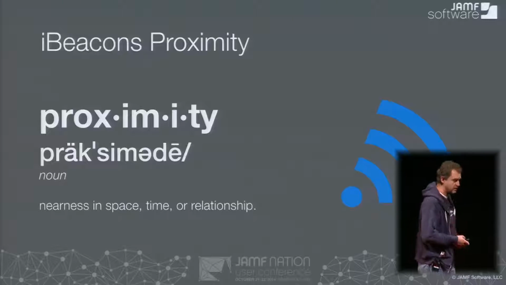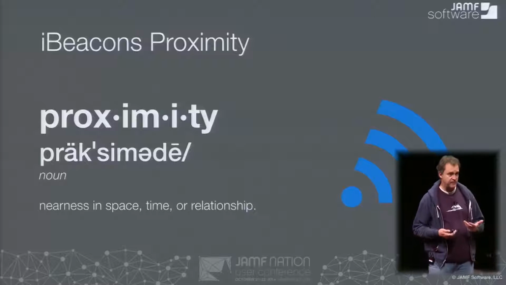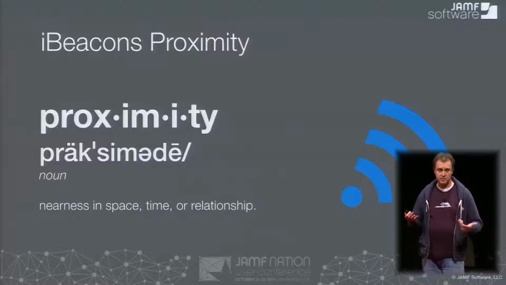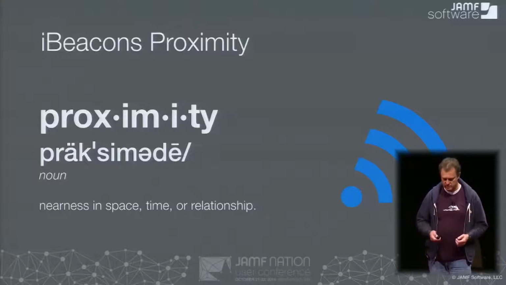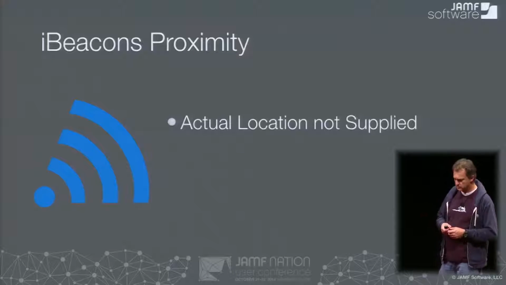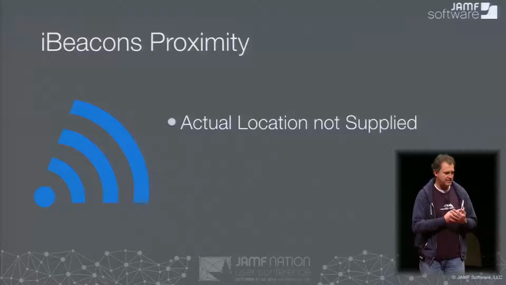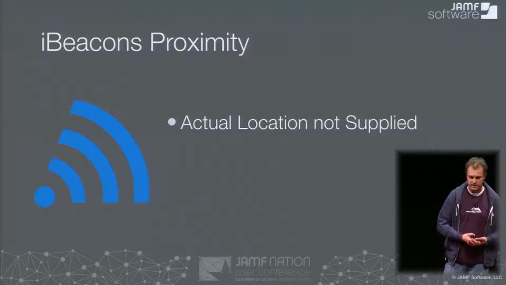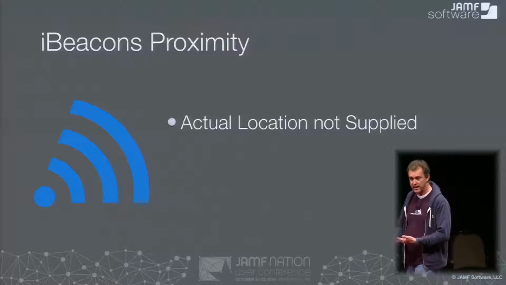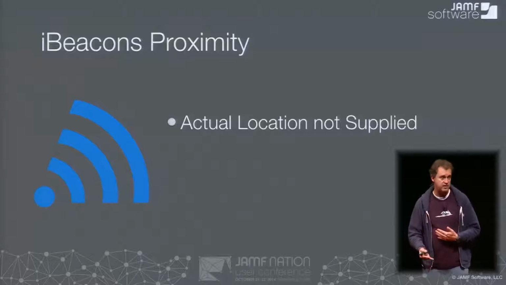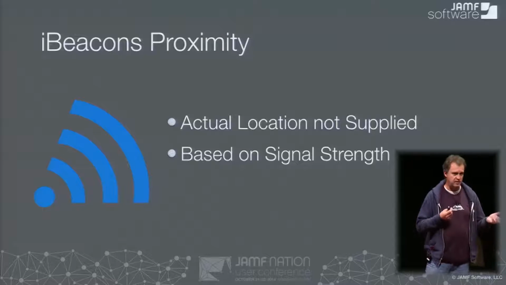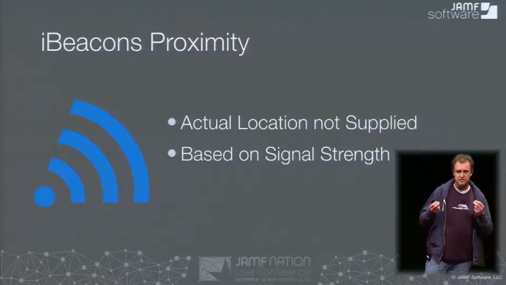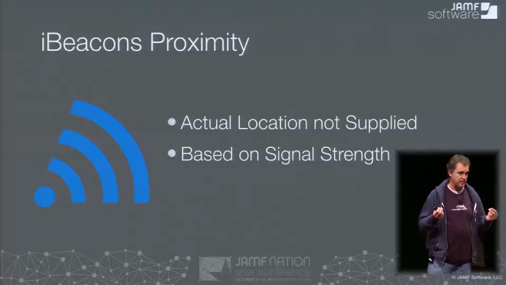So let's talk a little bit more about proximity first. Merriam-Webster defines proximity as a nearness in space-time relationship. We're mostly interested in the relationship of space as it pertains to physical distance. So with proximity, this is key. Actual location is not provided by an iBeacon. You don't get latitude, you don't get longitude, you don't get addresses, you don't get any of that. Instead, you get a relative distance based on signal strength coming out of the iBeacon.